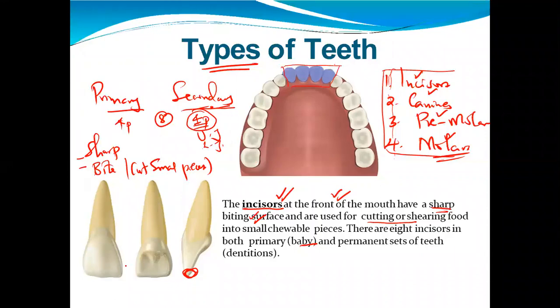So this is how it looks. As we said, it's very sharp. This is now an anterior view. Okay, this is a posterior view of the incisors. Then this from the side. Okay, so that is the incisors.